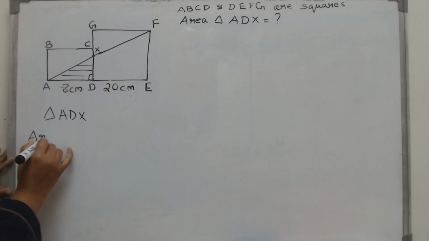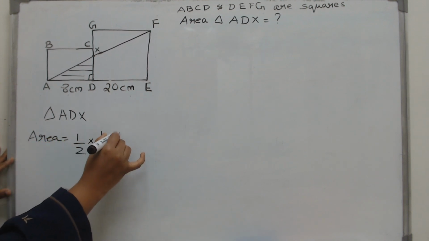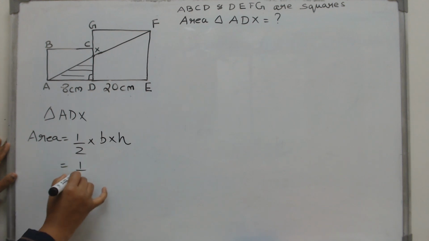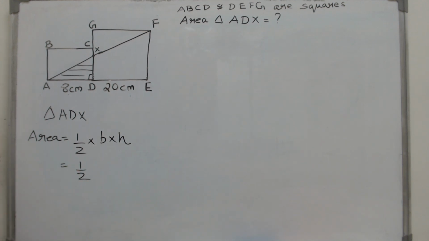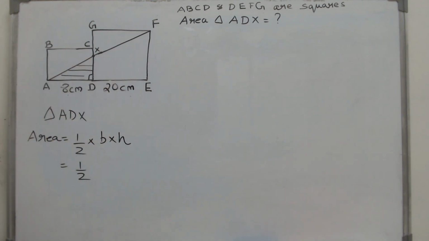Then what is its area? The area of any triangle is half into base into altitude. But when you have a right triangle, it is half into the product of its legs. Now what are the legs of a right triangle? They are the two shorter sides, the two sides which are not the hypotenuse.